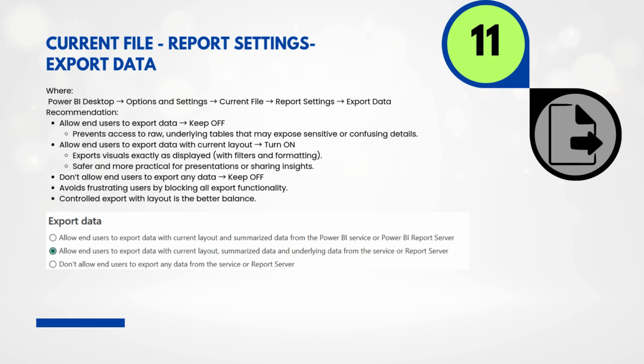Report setting export data. Exporting data sounds simple, but in Power BI it can change how your audience interacts with your reports. Let's look at the export data settings and see which options make sense for different scenarios. You will find these options under Options and Settings, Current File, Report Settings, Export Data. There are three main choices here.